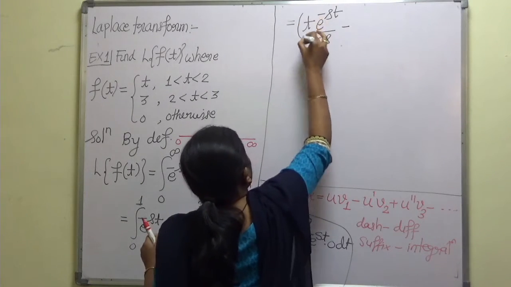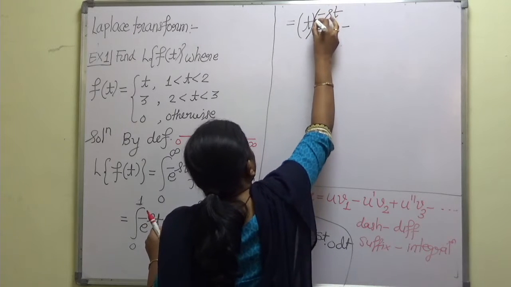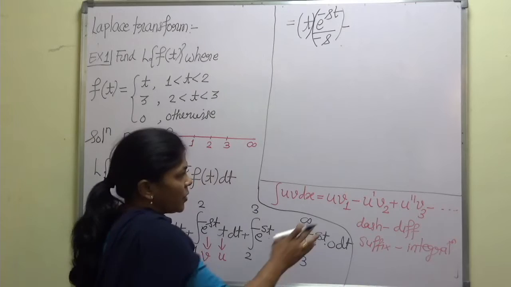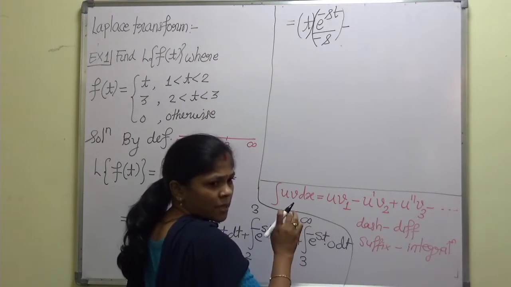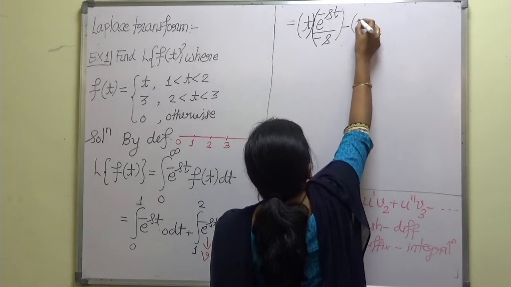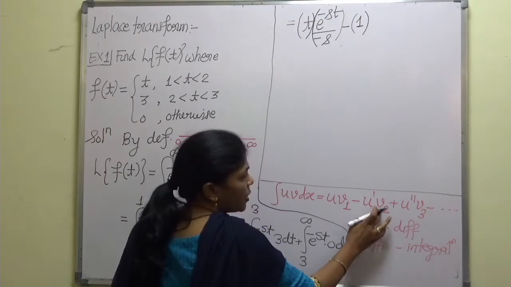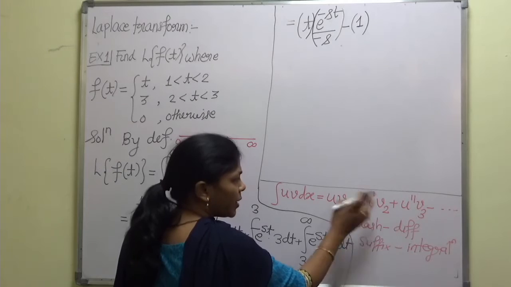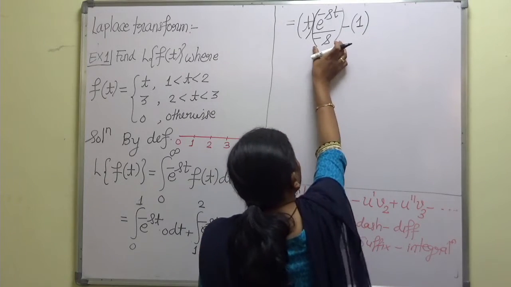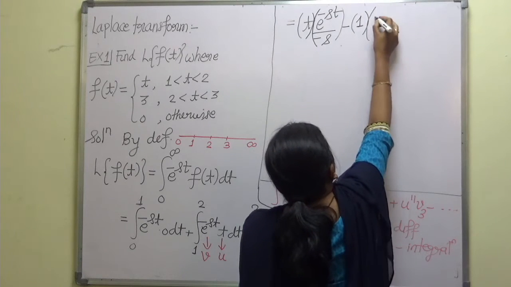So this is our first term, and this entire term is the second term. Minus u dash means the derivative of the previous first term, so the derivative of this t is 1. Now, how will you get v2? You will integrate this v1 once again. So let us integrate the second term, or the previous term, once again.